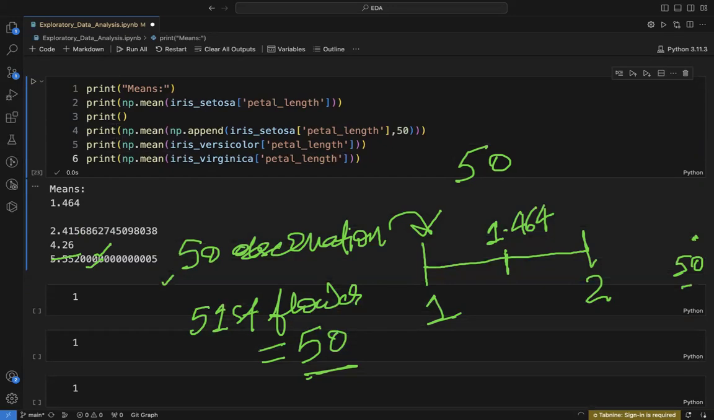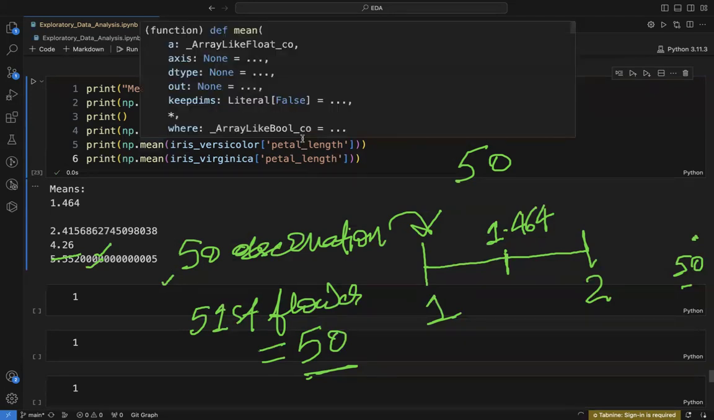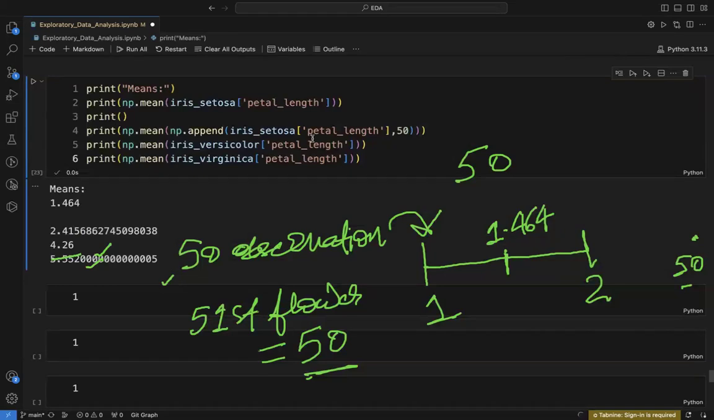If you look at this second line, I'm just taking the mean by appending a value of 50. So I have 51 values here. Earlier I had 50 values, and now I have 51 values after appending one. So I have my x1 to x50, and my 51st value is 50 itself. Fine, so this is one thing that you have understood.